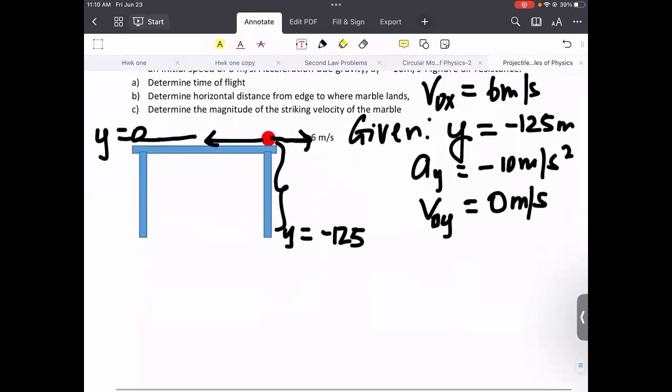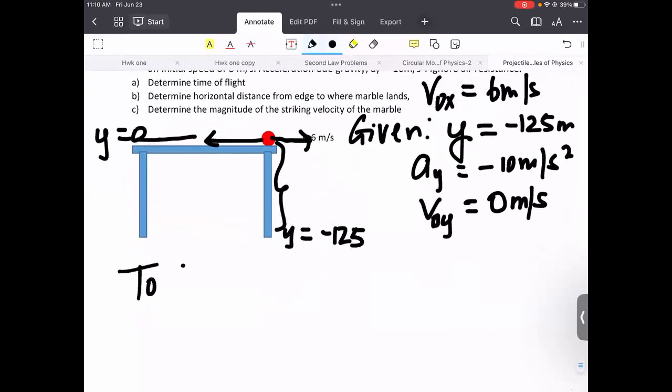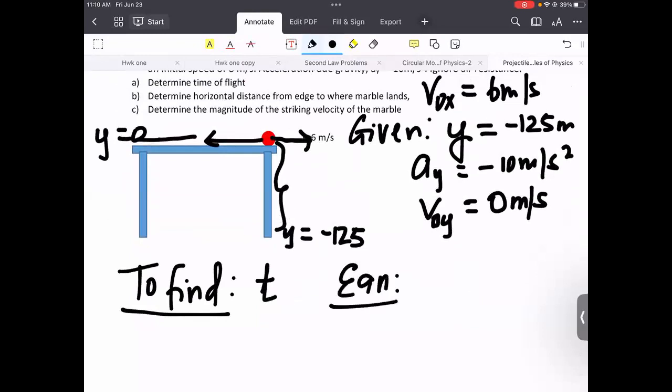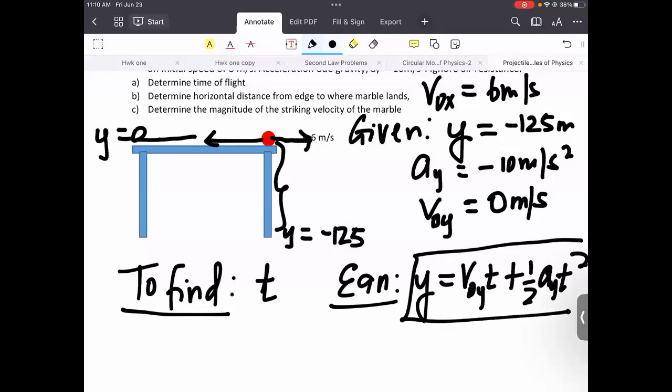Then you say required to find. You are required to find time of flight, so that will be T. Then you say equation. If you go to the list of equations, given all these variables, you require this equation: Y equal to V naught Y T plus 1/2 A_Y T squared. That's the equation that will help you to find the time of flight. That's what has the time in it and has all the required values.